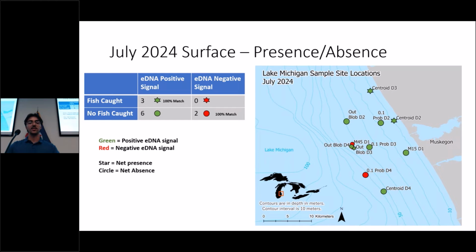Here we have a total of 5 instances in which netting surveys and eDNA agreed, 3 true positives and 2 true negatives. Additionally, at 6 of the 11 sites, we detected the presence of alewife DNA, but not with netting surveys.